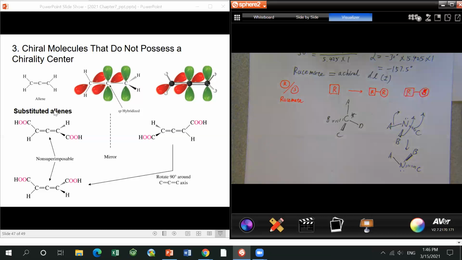So that's a very special case. There are no chiral carbons in the molecule, because all the carbons here are sp2 hybridized, so they won't be chiral carbons. But the whole molecule is chiral.